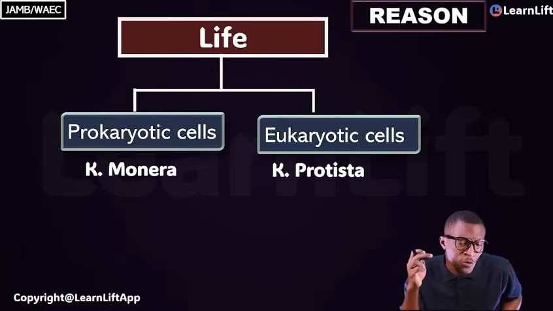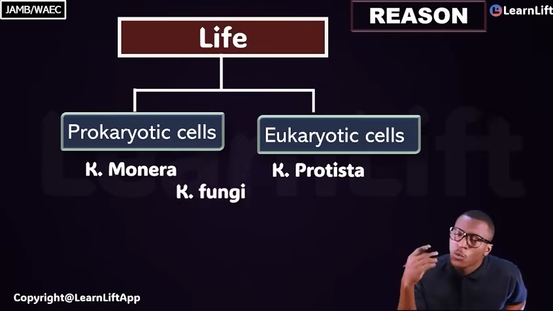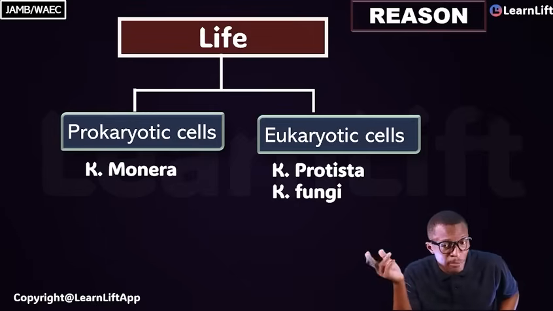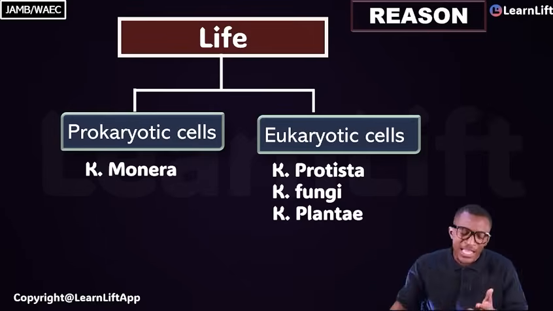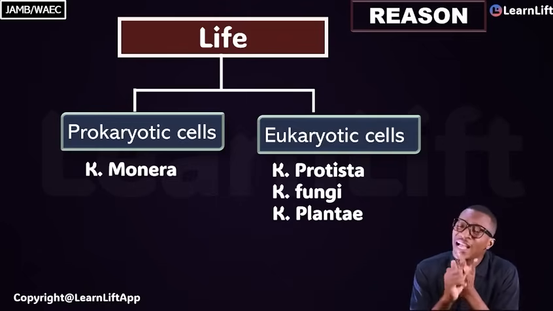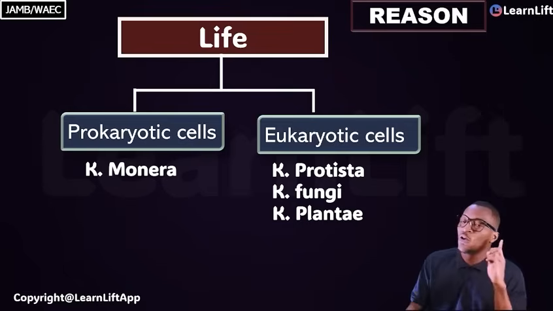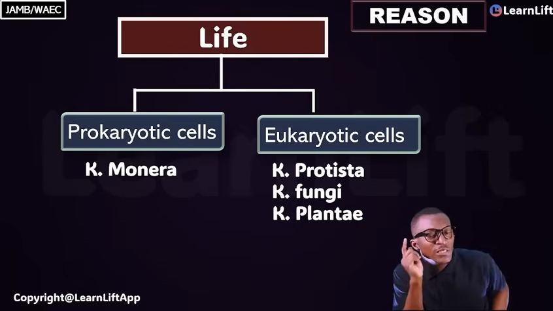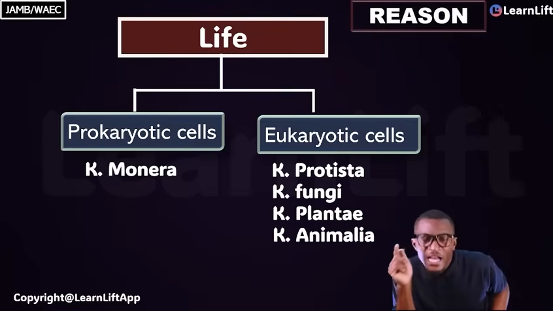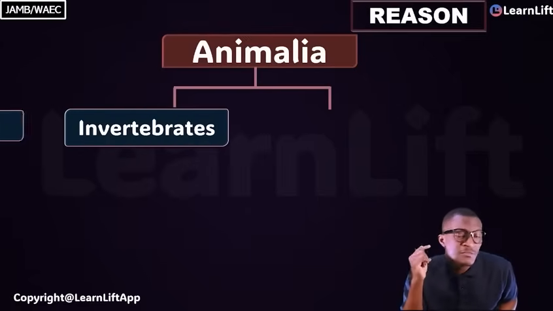The first kingdom is the kingdom Protista, which has your amoeba and other protozoa. We now have your kingdom Fungi, which are your mycota. We have your kingdom Plantae. Under your Plantae, we have things like your Thallophyta, your Bryophyta, your Pteridophyta, and your Stomatophyta. Stomatophytes are divided into 2, your Gymnosperm and your Angiosperm. We now have your kingdom Animalia. The kingdom Animalia is divided into 2, the invertebrate and the vertebrate.